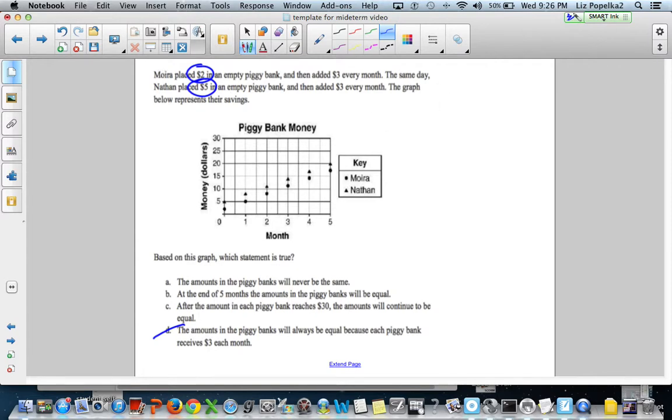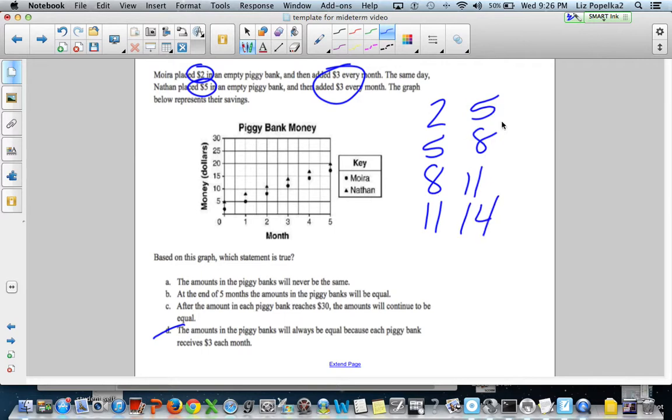After the amount in each piggy bank reaches $30, the amounts will continue to be equal. Well, no. So let's see. Moira put $2 in her account and then added 3 every month. So 2, 5, 8, 11, and so on, if she keeps going up by $3 every month. Nathan started out with 5, but he's also going up by 3 every month. So 8, 11, 14, etc. His is always going to be a little bit bigger because they're both going up by 3, but he started off with a little bit more. So the amounts are not going to be equal.